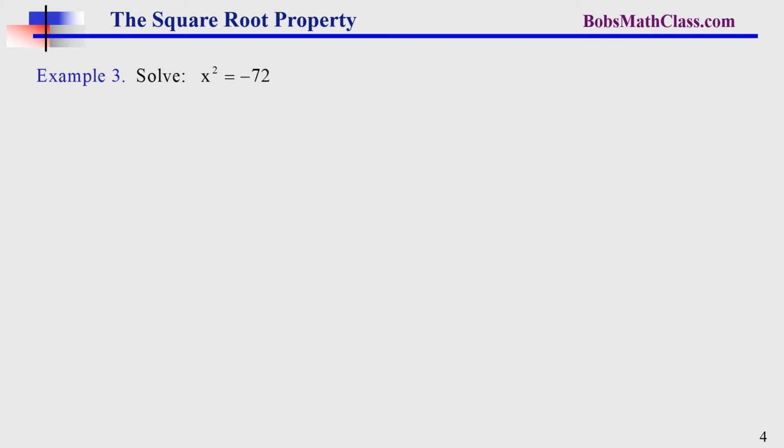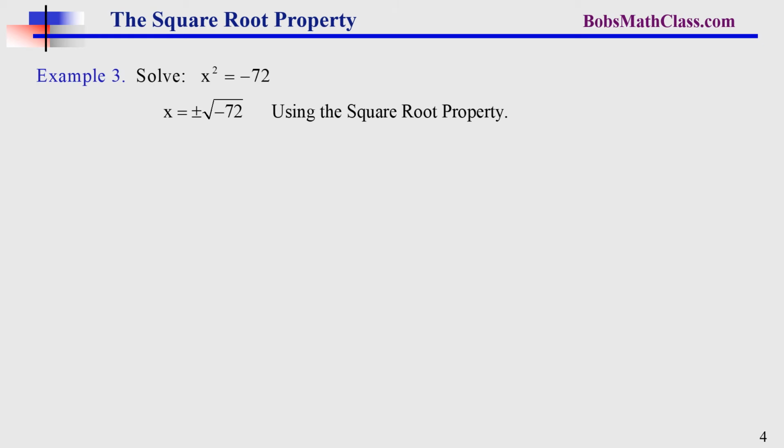Okay, our next problem, x squared equals negative 72. All right, cool. We got something squared on the left-hand side, so we're going to use the square root property. Get rid of the square on the left-hand side, put a square root on the right-hand side, and don't forget the plus and minus.